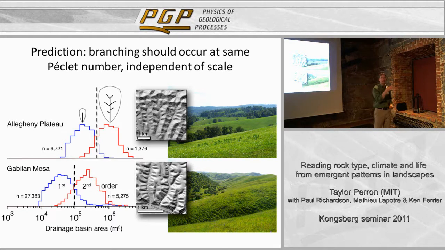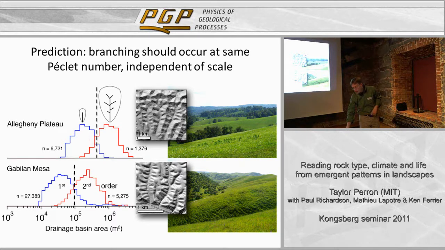We can now go back and test in the landscape by making measurements of the topography and ultimately of erosion rates. And that is that the transition to second order drainage basins, the smallest ones that start to branch and form tributaries, should occur at this critical Peclet number of between 200 and 300, independent of the absolute spatial scale of the landscape. So even though things are 4 times as big in the Allegheny Plateau, the critical Peclet number should be about the same.